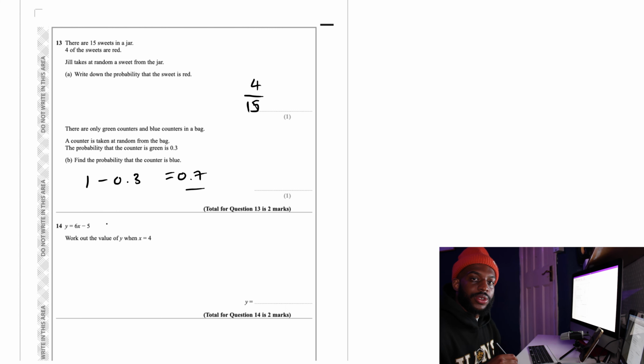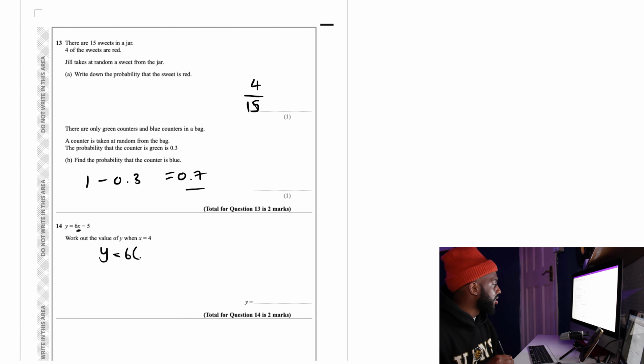Next question, we have substitution. Y equals 6x minus 5. Work out the value of y when x equals 4. So we need to sub x into this equation, into that part there, and work out what y would be. So y equals 6 times 4, because we're subbing that in, minus 5. We do the multiplication first, giving us 24 minus 5. So y equals 19.